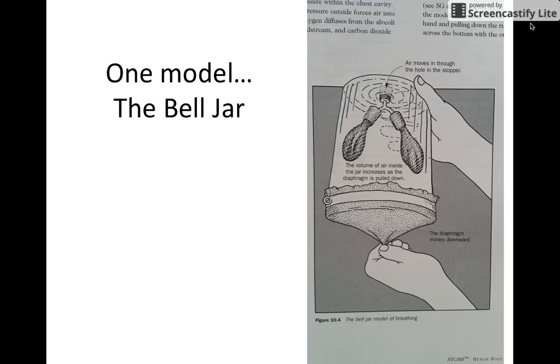One model they're going to use is the bell jar. Now, this is a great example, but you want to be very careful that students don't pull too hard because in this area right here, it can come unattached, and then that will ruin it for the rest of the students. Just make sure that they're not pulling too hard on that bottom piece.